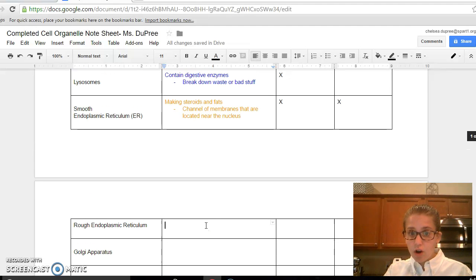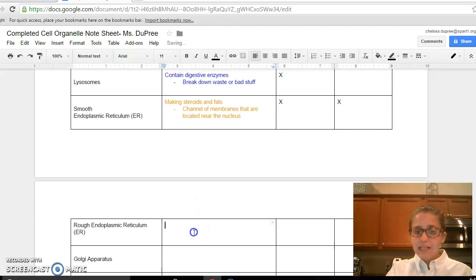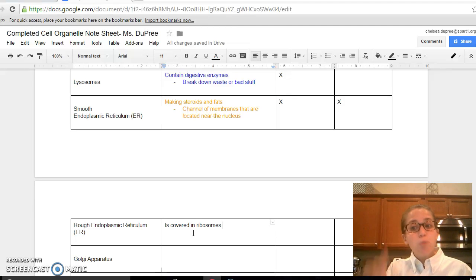Now, our rough ER is covered in ribosomes. And we just talked about those, remember? They make protein. So our rough ER almost looks like he has polka dots on him, okay? And those polka dots are ribosomes. Ribosomes, we already talked about, make protein. So it's the same function for our rough ER.